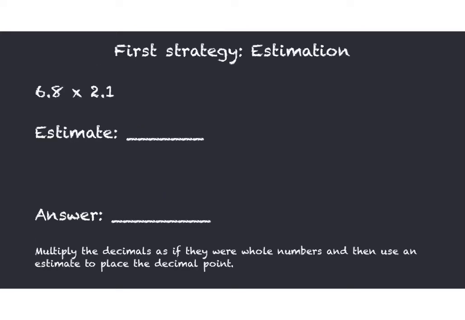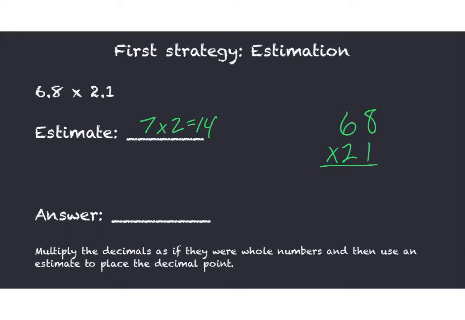The first strategy is using estimation. So 6 and 8 tenths times 2 and 1 tenths. I will estimate that to be 7 times 2, which is equal to 14. After I've written down my estimate, I want to go ahead and multiply these two numbers as if they were whole numbers.